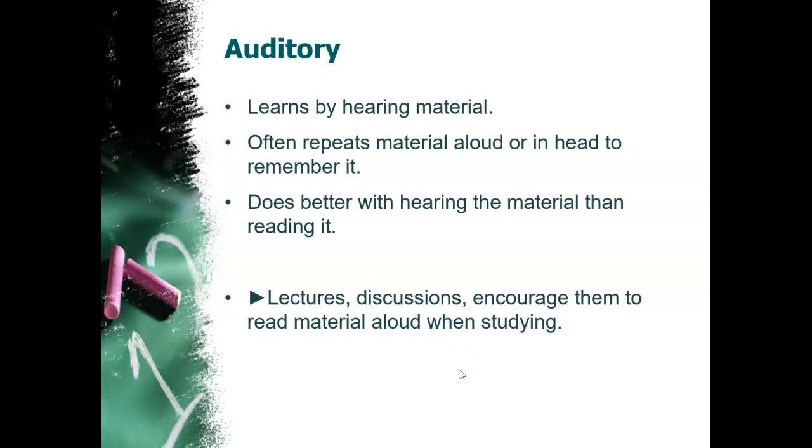The next type of learner is an auditory learner. This learner learns by hearing the material. They'll often repeat material aloud or in their head to remember it, and they do better when hearing the material rather than reading it. So things like lectures, discussions, encouraging them to read aloud when they're studying, these are all ways to get an auditory learner to learn the material.